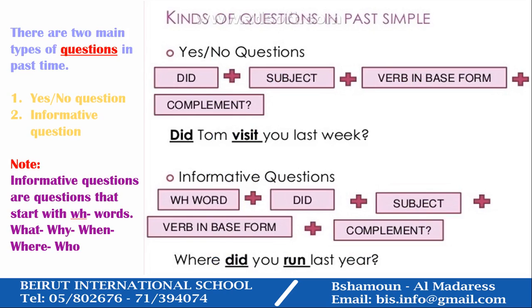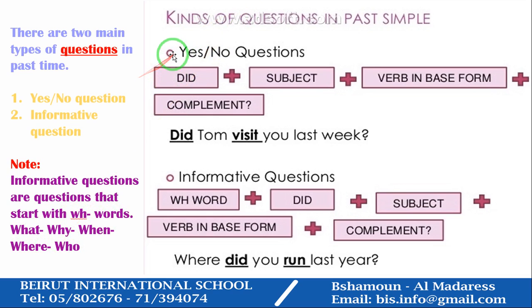This is a new idea, which is the two main types of questions. We have two main types of questions to change a sentence from being only a sentence to a question. Also, you have some changes to do. The two main types of questions are yes/no questions, which are questions that take no question words, or the informative questions. Informative questions are questions that start with question words or WH words like what, why, when, where, and who.